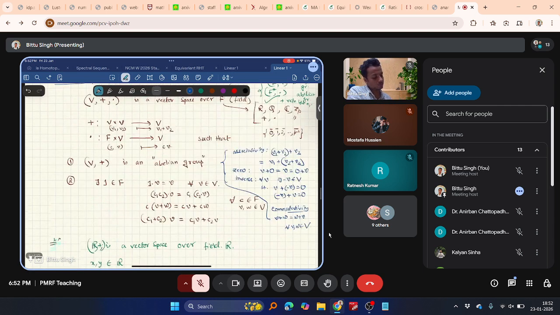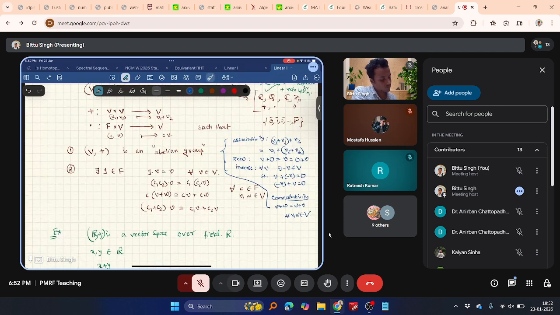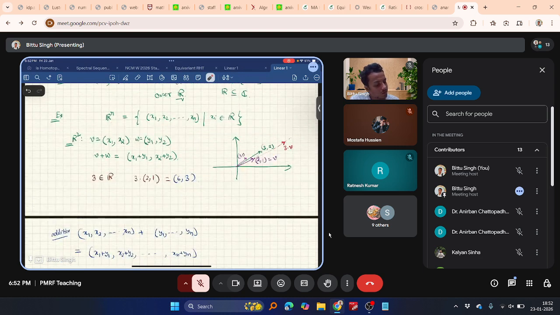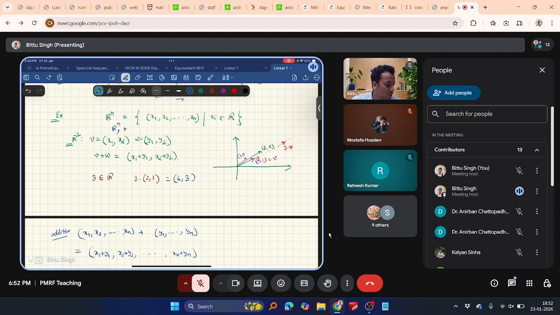We can check all those properties, the distributive, associative, and abelian group properties. All of those properties will be satisfied by this vector space Rn. So we have defined Rn with addition operation and scalar multiplication operation. This is a vector space over the field R, the real numbers.